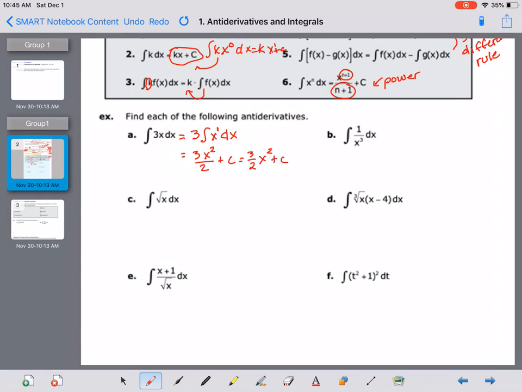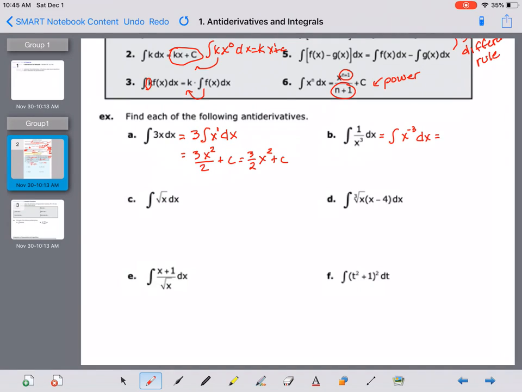All the properties we talked about and all the strategies we used during derivatives are still going to apply. So for b, the power rule only applies if our variable is in the numerator, same thing as for our derivative power rule. So the first thing I'd want to do is bring up that x by negating its exponent. Remember, negating changes position. It reciprocates.